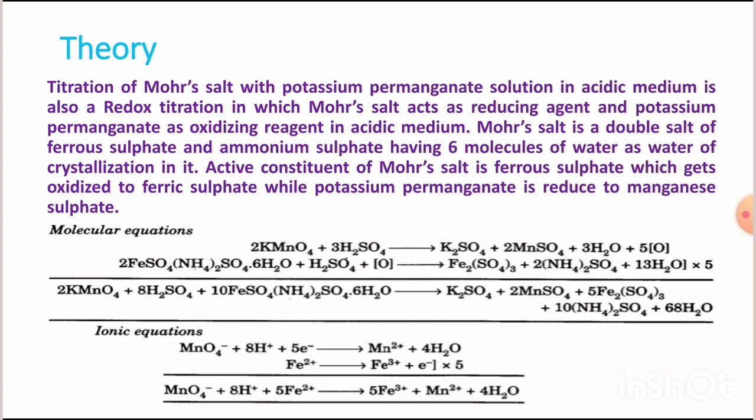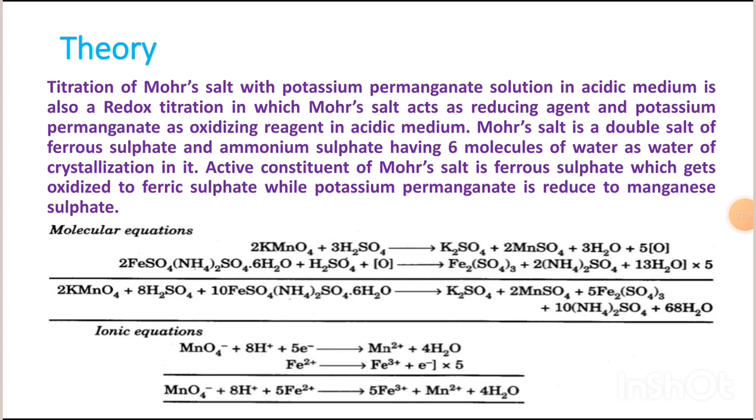Here the molecular reaction between the KMnO4 in acidic medium forms potassium sulfate, manganese sulfate, water molecule and oxygen. In the second step, ferrous ammonium sulfate reacts in acidic medium in presence of oxygen to form ferric sulfate, ammonium sulfate and water molecules. The overall reaction is when KMnO4 and ferrous ammonium sulfate react in acidic medium, it forms potassium sulfate, manganese sulfate, ferric sulfate, ammonium sulfate and water molecule.